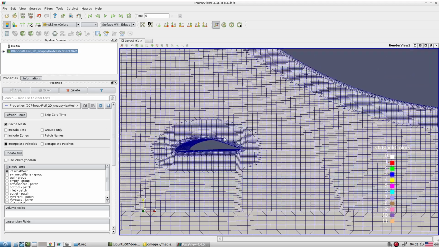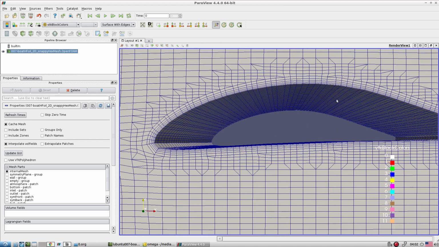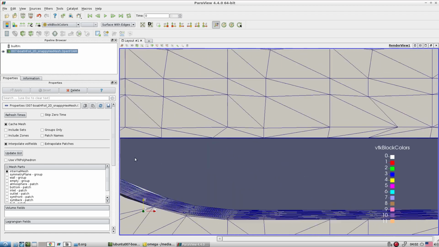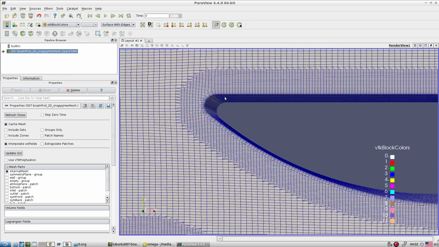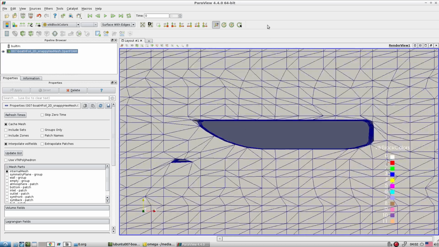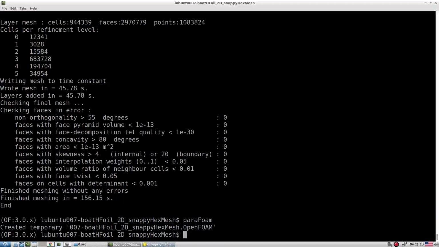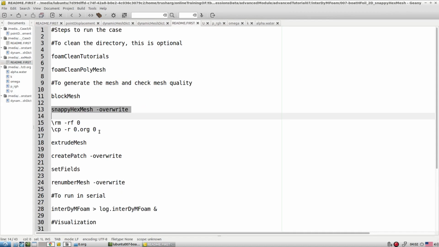Okay, near the hydrofoil we specified very nice layers to capture the hydrofoil, and near the hull we also have a very nice layered mesh we constructed. So that is how our mesh looks. Okay, and then let's set up the test case. Readme file. So we are set with the mesh.